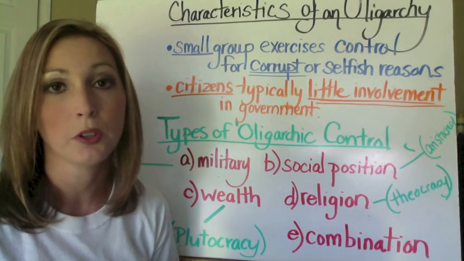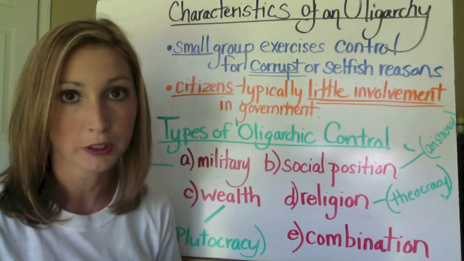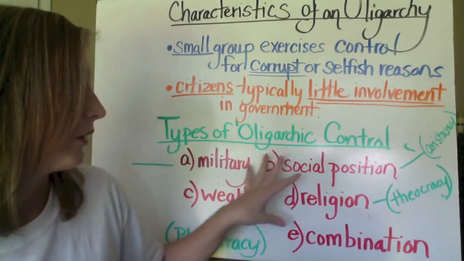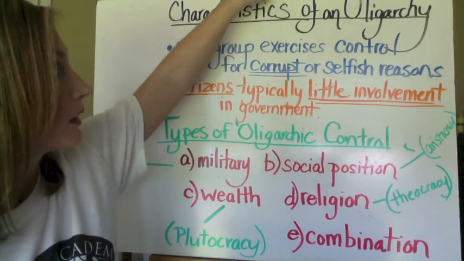A theocracy is when you have a main governing body with a certain religious belief. And E, you can also have a combination of any of these in existence.